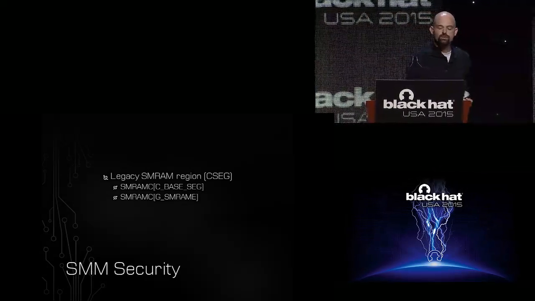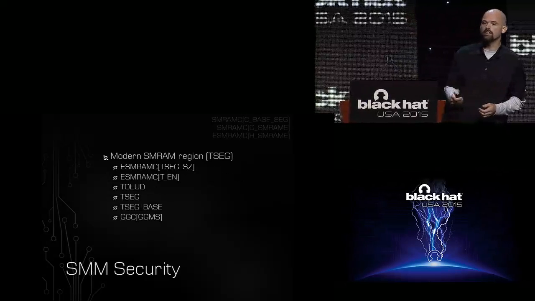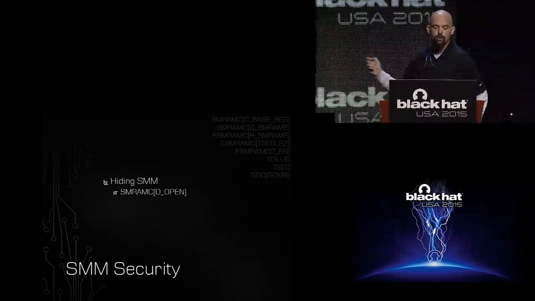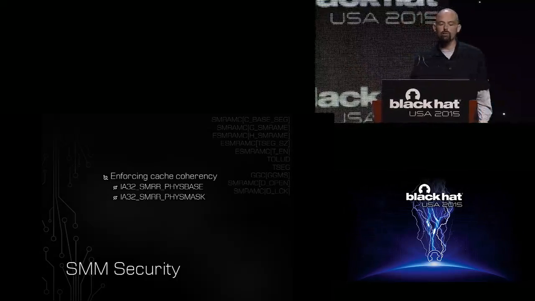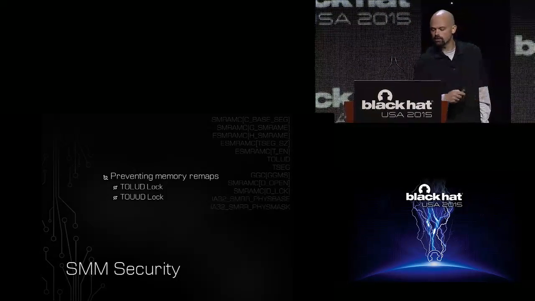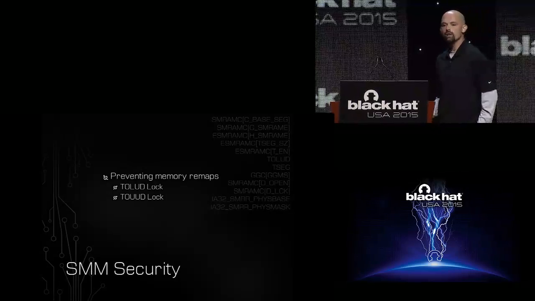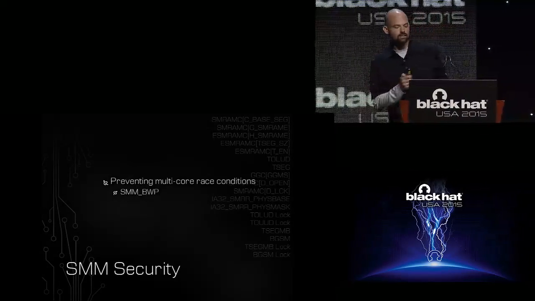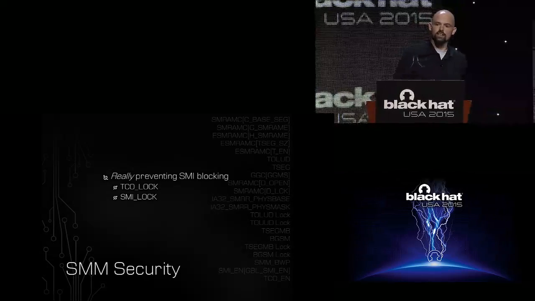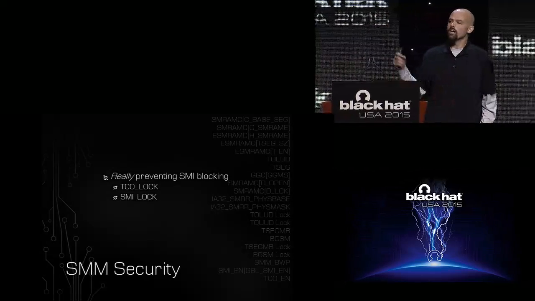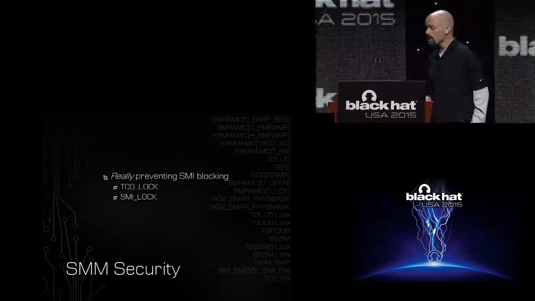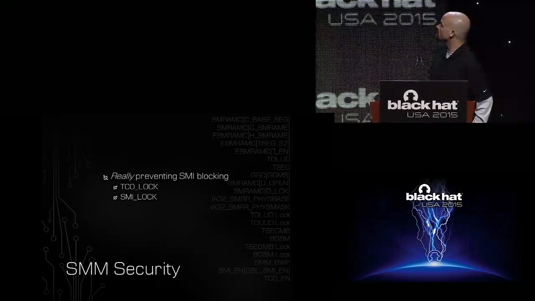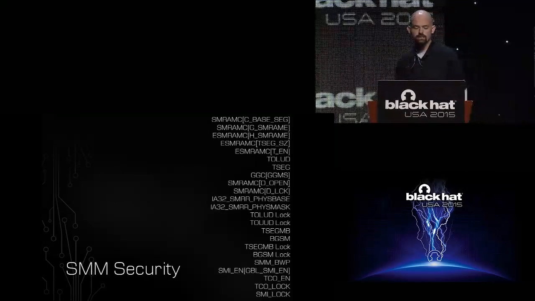So we've got ways to configure CSEG, HSEG, TSEG, the different regions of SMRAM. We've got ways to lock SMRAM down. We've got ways to lock the locks down. We've got ways to enforce cache coherency on the processor. We've got ways of preventing remapping the memory controller hub configuration. We have locks and locks and locks and locks and locks on this processor, keeping us out of system management RAM. And this thing is better protected than ring 0 is, and it is a daunting task to try to get past all of these things.